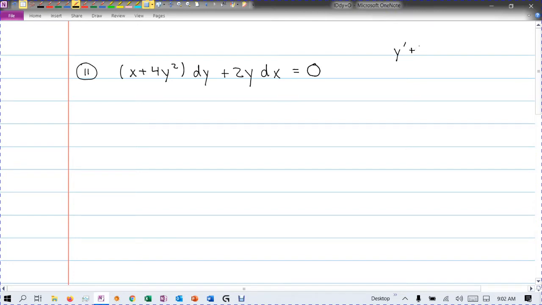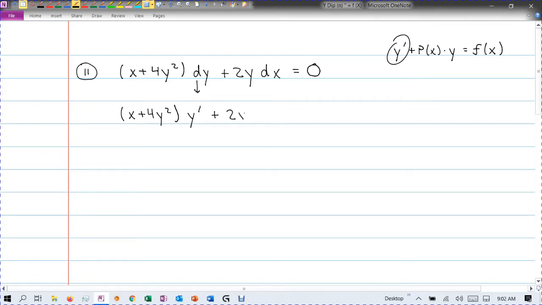So if we wanted to get this into our standard form, where we've got something like y prime plus some function of x times y equals some other function of x, then we need to get this y prime, so we need to divide through by dx. So let's see what happens when we do that. When we divide that by dx, we'll get our y prime there, and then plus 2y, and then equals 0 divided by dx, still 0. So that should do it.